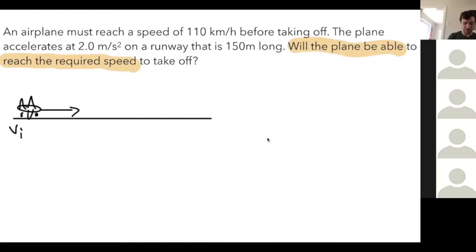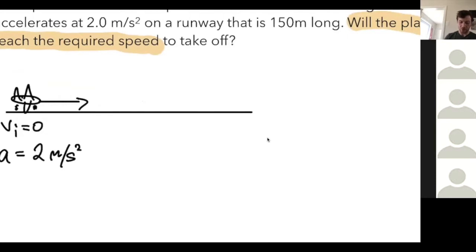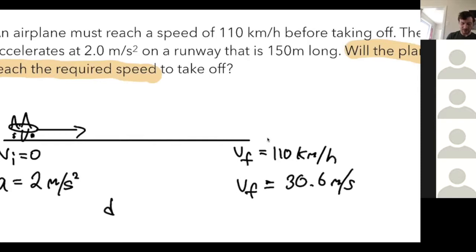We know that the initial velocity is equal to 0, and we know that the acceleration is 2 meters per second squared. But we also know that we need a final velocity of 110 kilometers an hour, which if we convert that to meters per second, 110 divided by 3.6 is 30.6 meters per second. And we know that we have a distance of 150 meters to do this. So there are 2 different ways of doing this question.